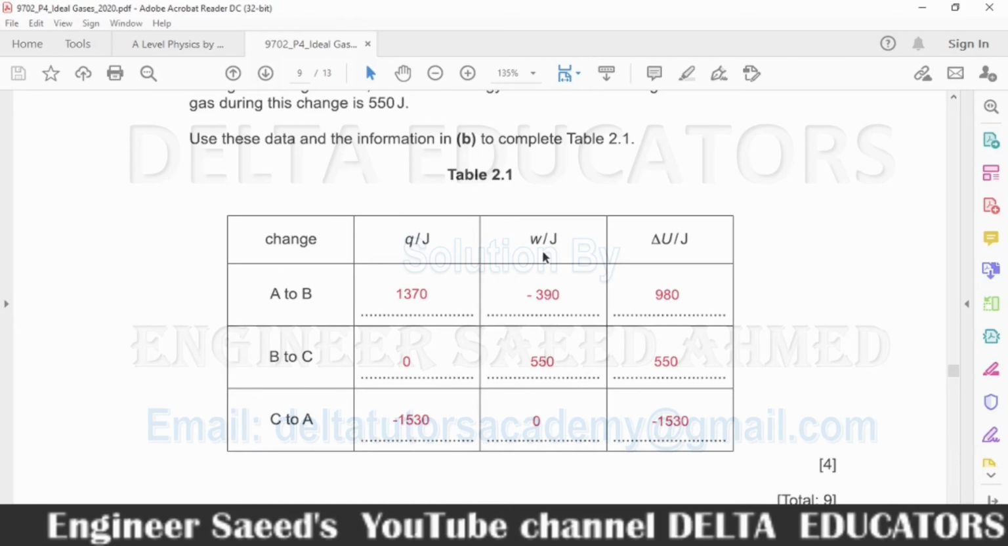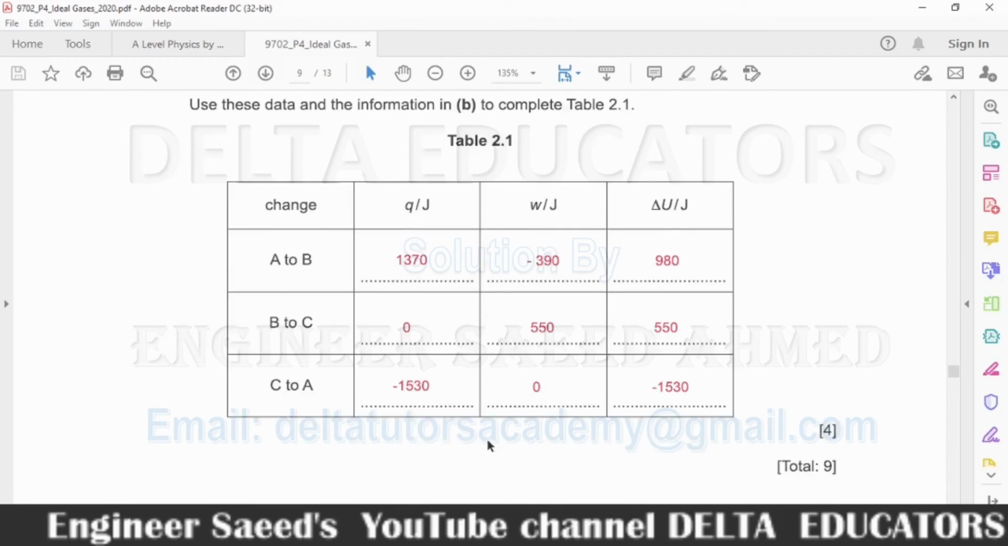Now here the value of W is 0, the value of delta U is minus 1530. We have to find out the amount of Q. Now with the help of the equation delta U is equal to Q plus W, we can find the amount of Q, that will be equal to minus 1530 joules. So here we have found all the values, and it is also the end of the question.